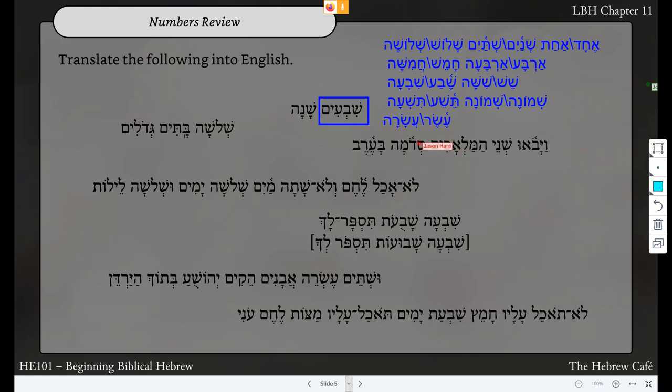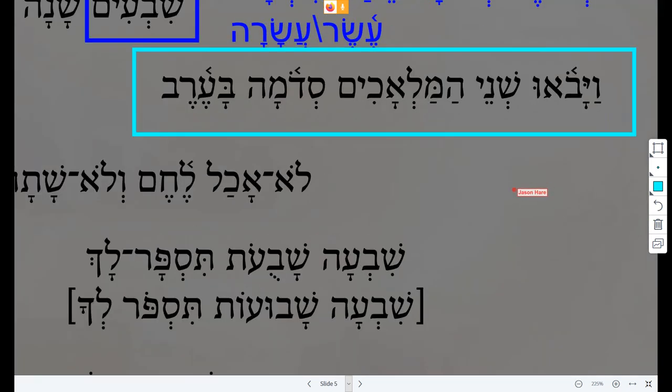Who wants to take the next one? It's a bit longer. This is from the book of Genesis, chapter 19, with the story of the destruction of Sodom and Gomorrah. I think I'm next. Vayabo'u shnei hamalachim Sodoma ba'erev. Is that a kamatz? Okay, Sodoma. Thank you. Vayavo shnei hamalachim Sodoma ba'erev.